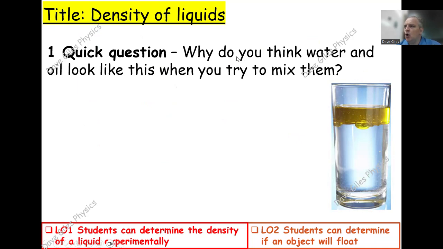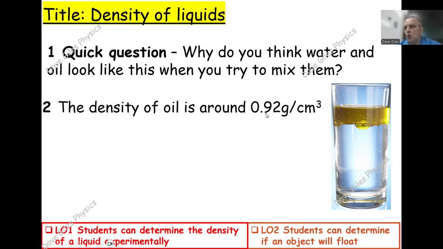So why do you think water and oil look like this when you try to mix them? Well, the reason is that oil is floating on the top. This is the oil here, and it's because oil is less dense than water. The density of cooking oil is around 0.92 grams per centimeter cubed. So it's a little bit less dense than water. Because it's less dense, it floats.